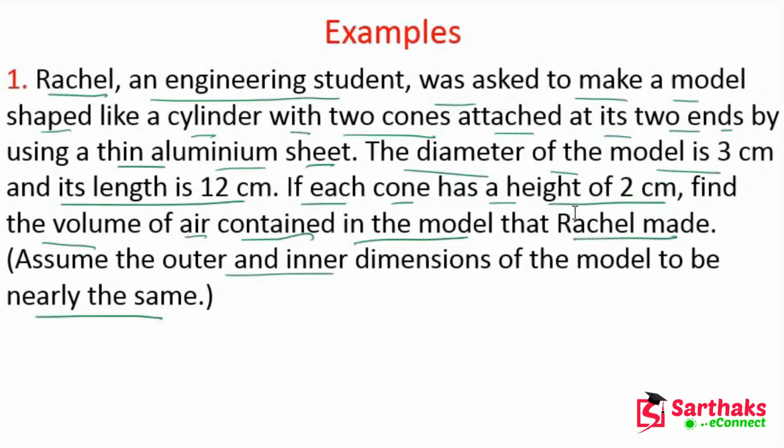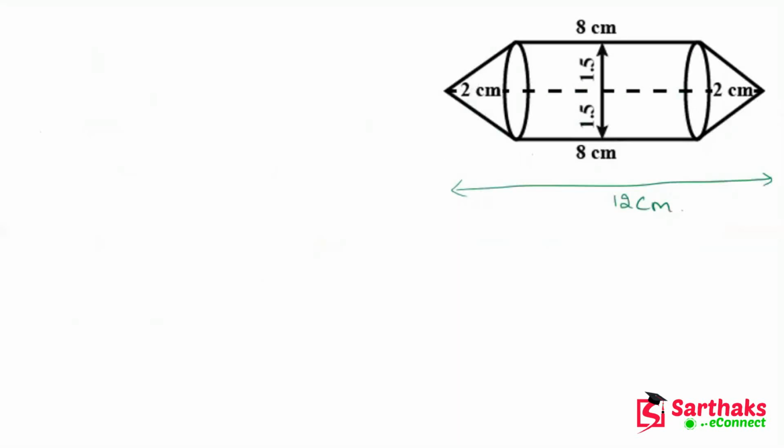And the height of each cone is 2 centimeter, meaning this distance is 2 centimeter and this distance is 2 centimeter. So the height of the cylinder is what? If we subtract 2 and 2, meaning 4, from the 12 centimeter, we get the height of the cylinder.